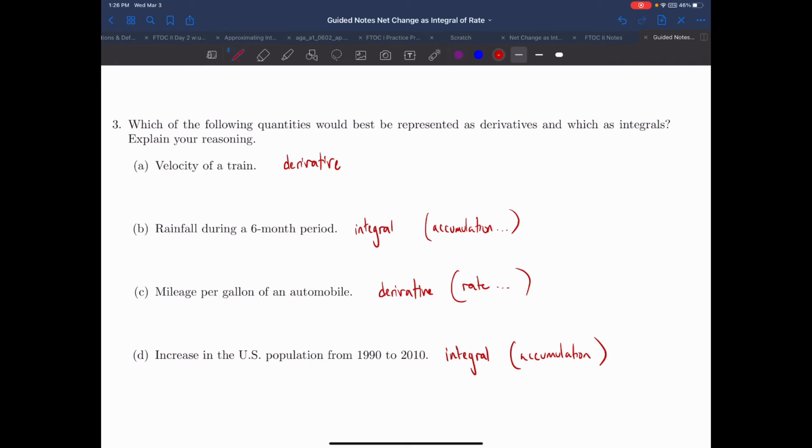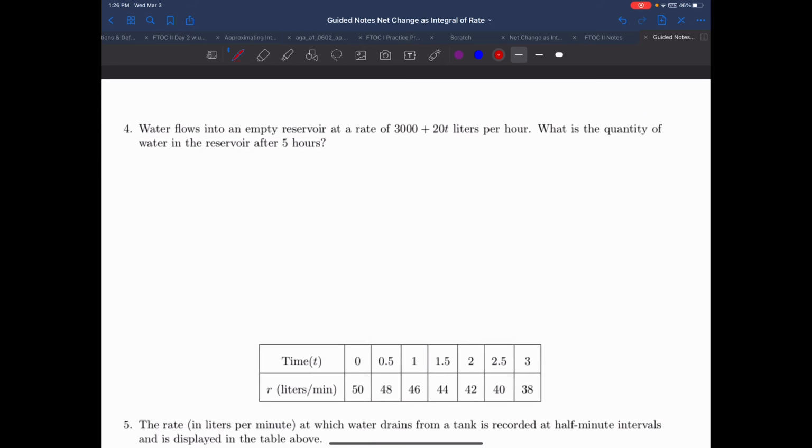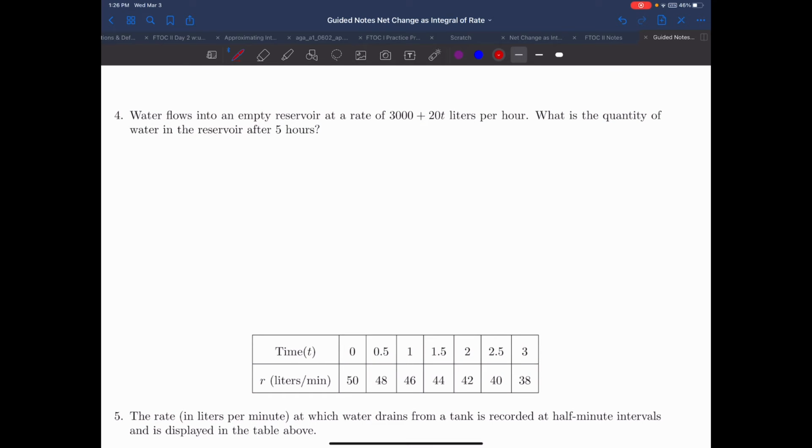Okay, so those are just some things to think about as you're working through problems like these. Let's do another one. Water flows into an empty reservoir at a rate of 3,000 plus 20t liters per hour. What is the quantity of water in the reservoir after 5 hours?